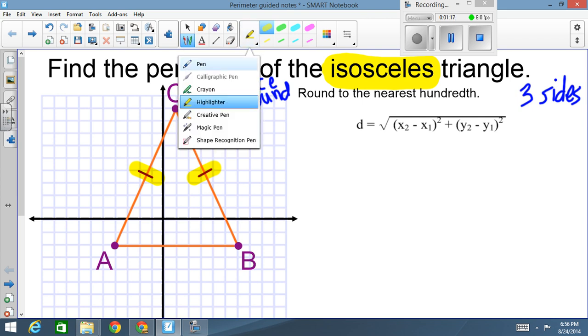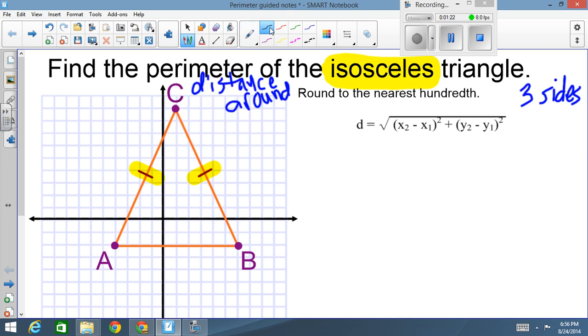So let's get a little tally started here. We know that in order to find the perimeter, we need to know the distance of AC, we need to know the distance of CB, and those two are going to be the same, and we also need to know the distance of AB. And when we add all three of those together, we'll have a perimeter.